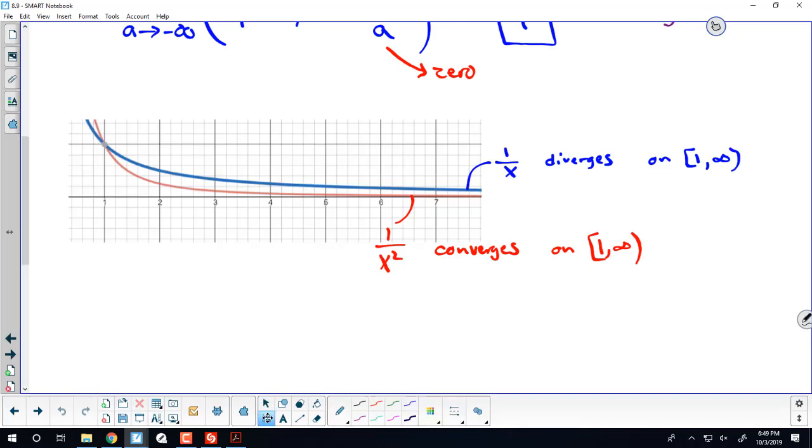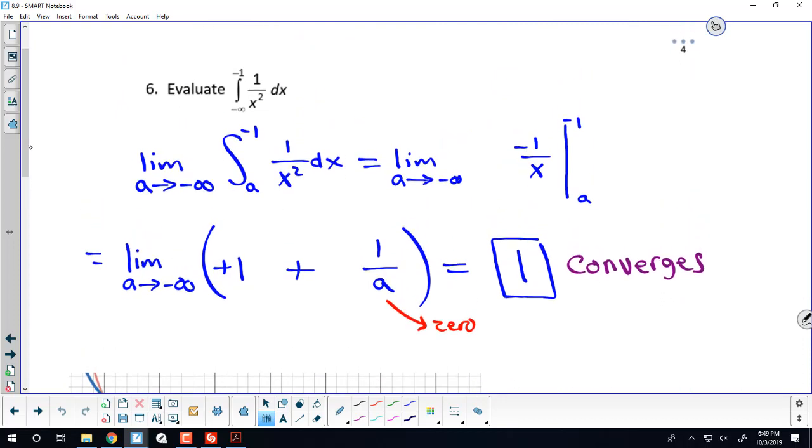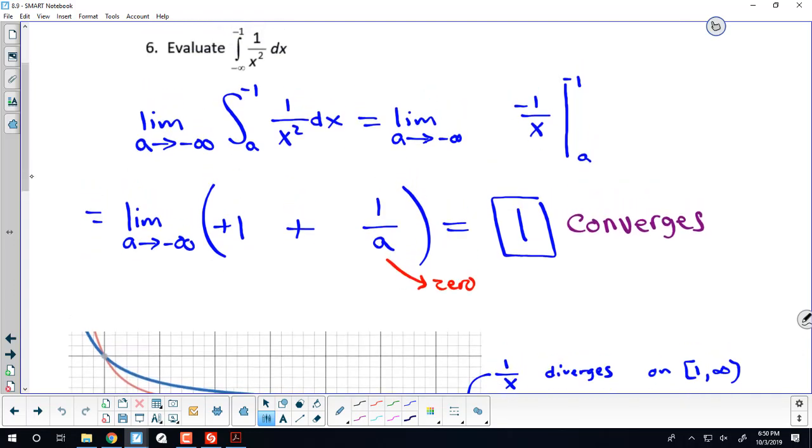So here's the example we left off with, the integral from negative infinity to negative 1 of 1 over x squared. We saw that it converges. So just giving you a glimpse of where we're going, just so we can have some context here.